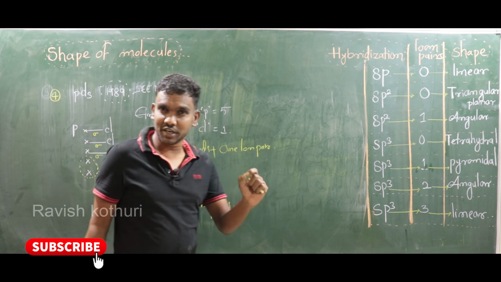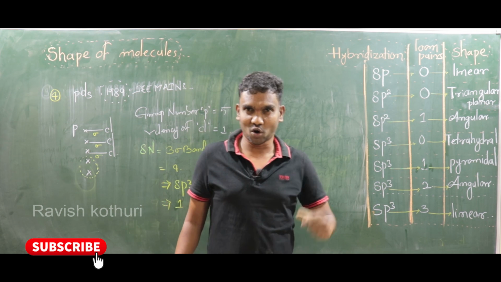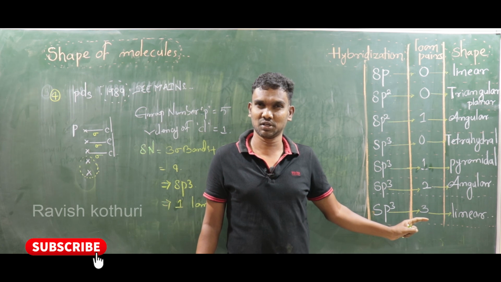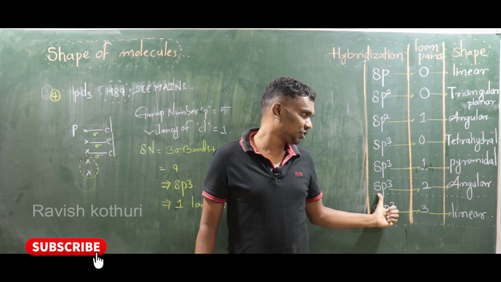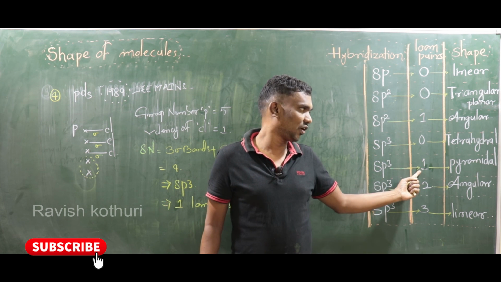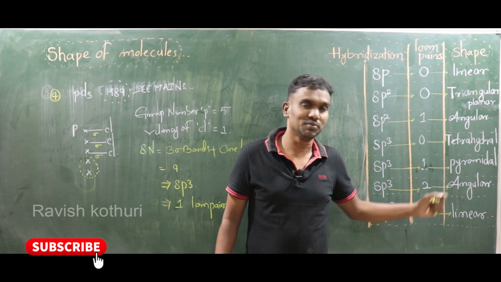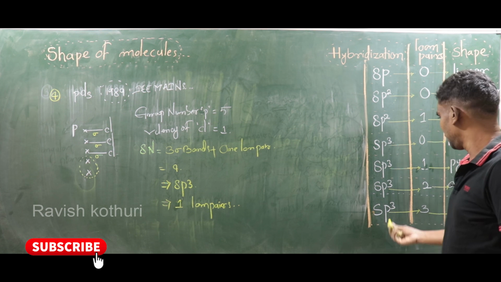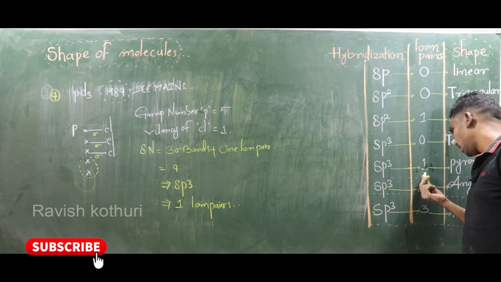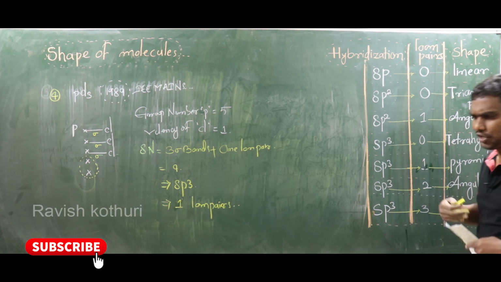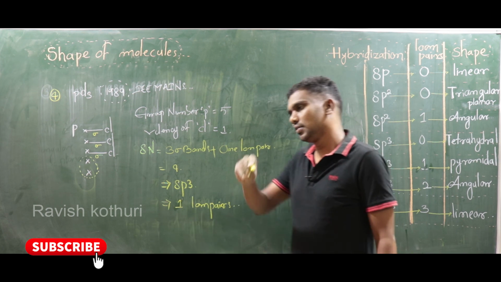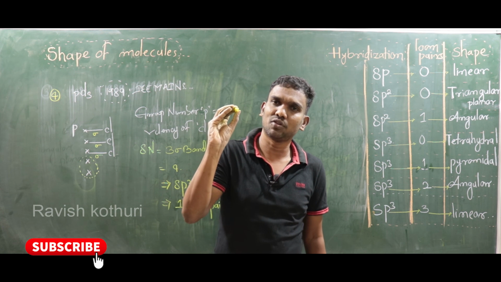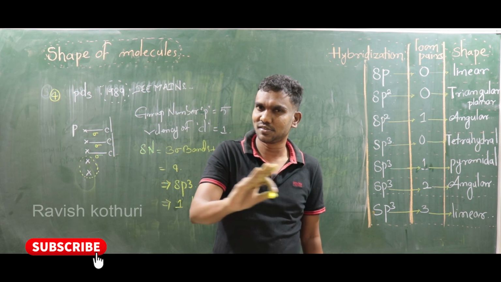So what is the shape of PCl3? Coming to the point. Here, observe carefully. See, use of this table. sp3 hybridization with the one lone pair. What is the shape? Pyramidal. See the sp3 hybridization with one lone pair. What is the shape? Pyramidal. If any compound has sp3 hybridization with one lone pair, the shape of the molecule is pyramidal in any circumstances.